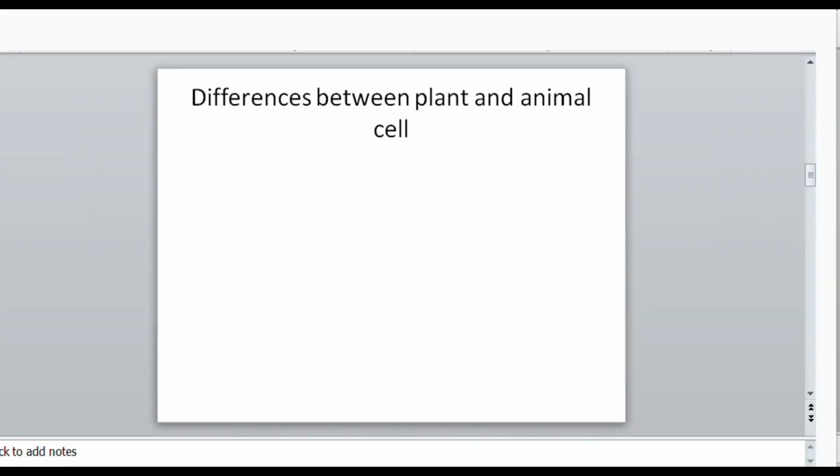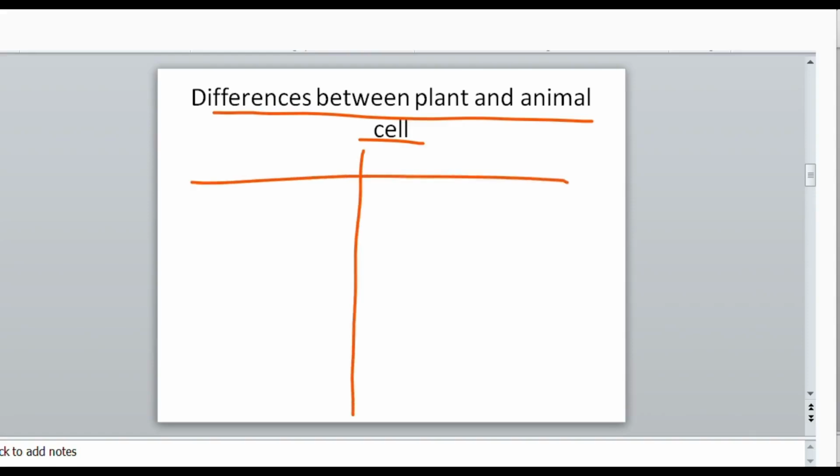So by now, let's look at the differences between plant cell and animal cell. After having studied the structures of the plant cell and animal cell, let's state the differences between them. Here we have the plant cell and the animal cell.